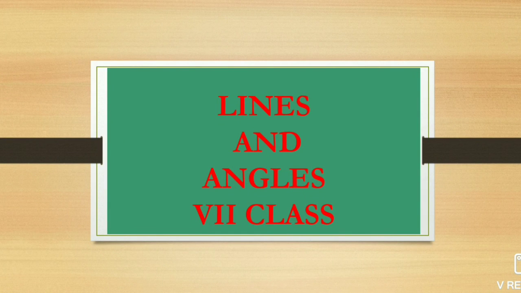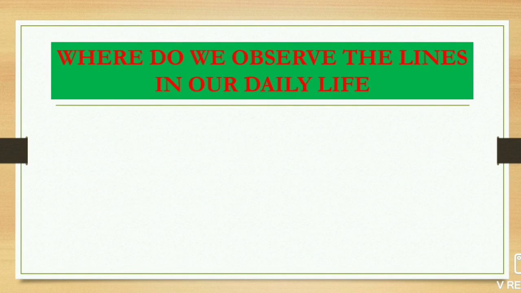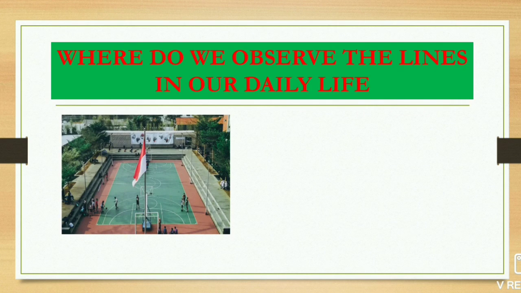Now students, let us see lines and angles, 7th class. Where do we observe the lines in our daily life? See these children, we have here a playground. In this we have a flagpole and some other poles around this playground. So can you say these flagpole and other poles are in which shape?